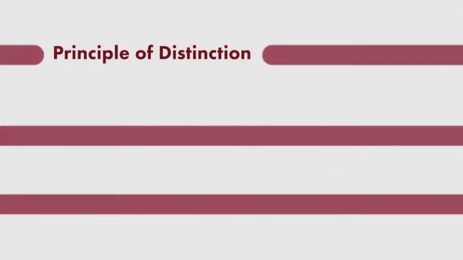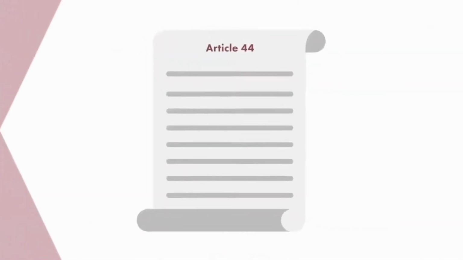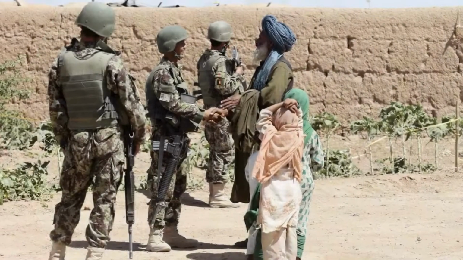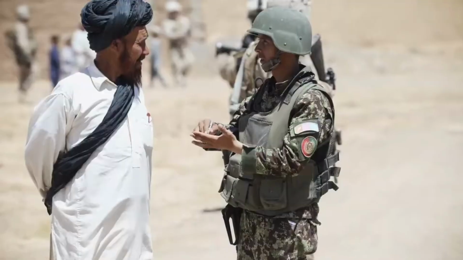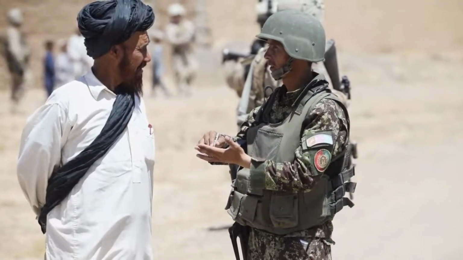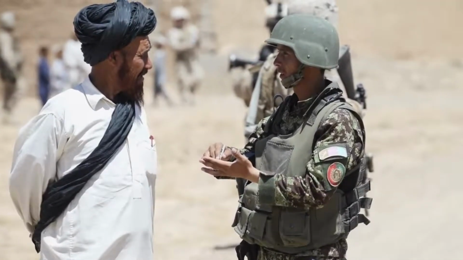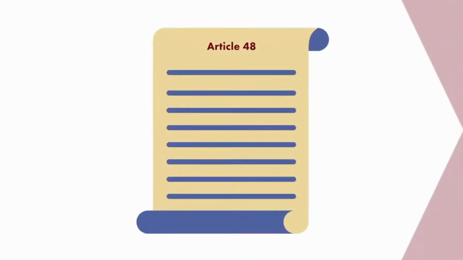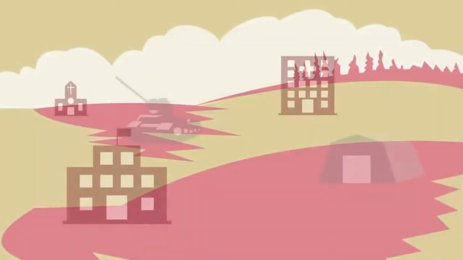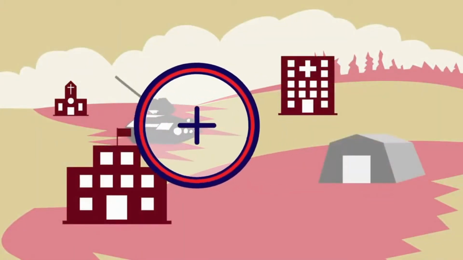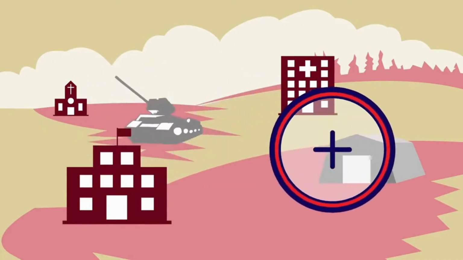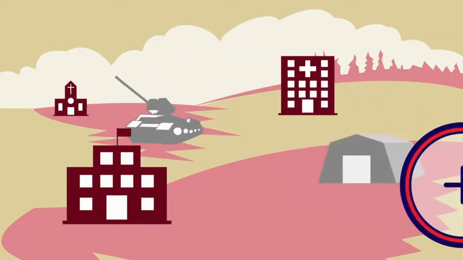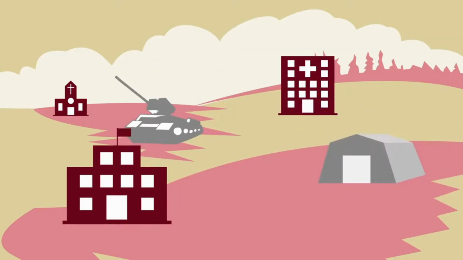Additional Protocol I addresses distinction in two places. In Article 44, it says, "In order to promote the protection of the civilian population from the effects of hostilities, combatants are obliged to distinguish themselves from the civilian population while they are engaged in an attack or in a military operation preparatory to an attack." It is also addressed in Article 48, where it says, "In order to ensure respect for and protection of the civilian population and civilian objects, the parties to the conflict shall at all times distinguish between the civilian population and combatants and between civilian objects and military objectives, and accordingly shall direct their operations only against military objectives."